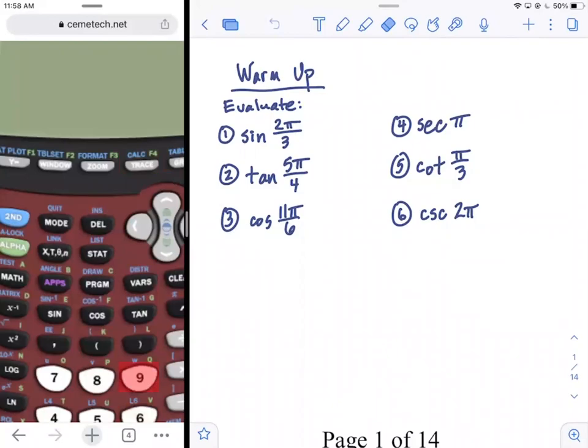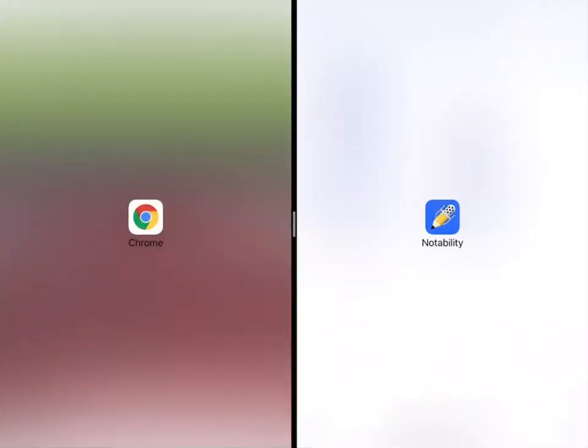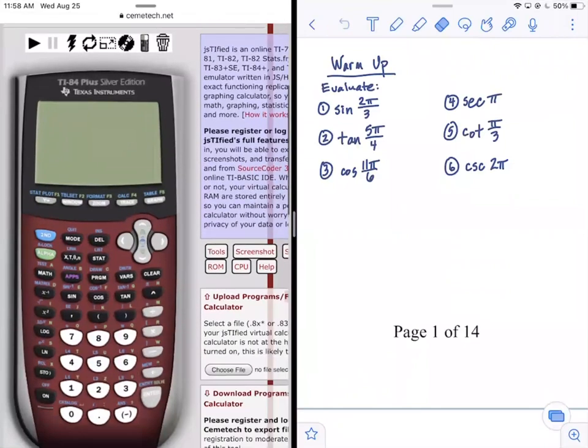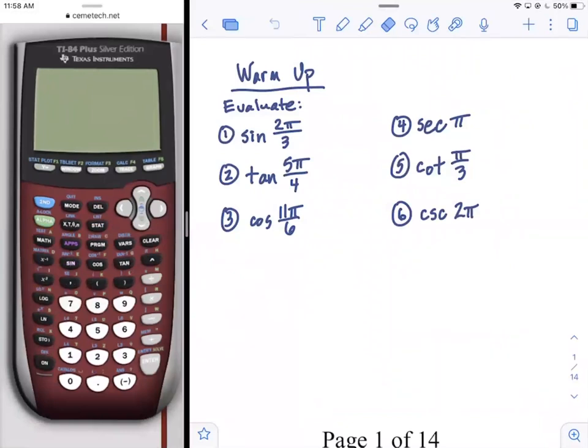Oh man, my calculator got too big there. All right, so 2 pi thirds. The reference angle is pi thirds. So again, I'll go through how I do it. Every time I see something pi thirds, I know the ordered pair is 1/2, square root of 3/2, always.